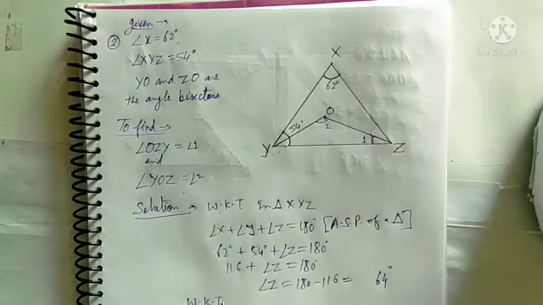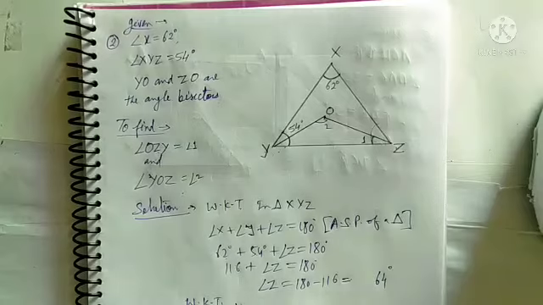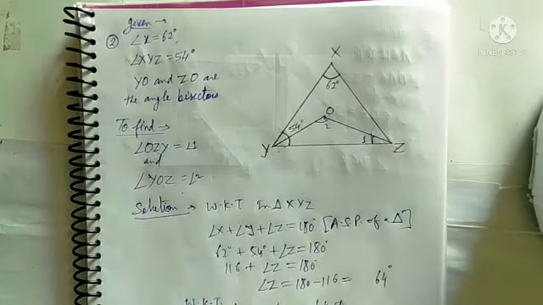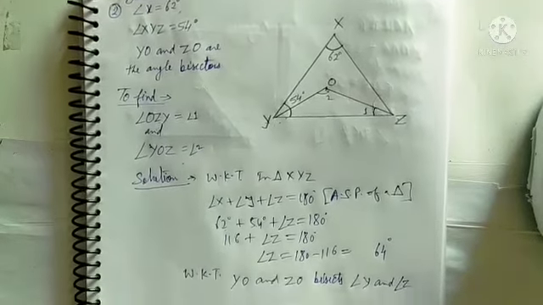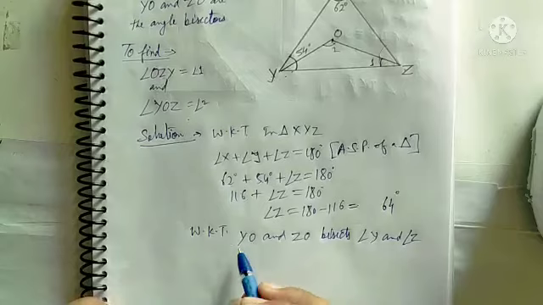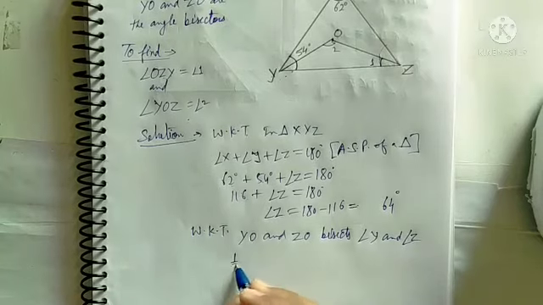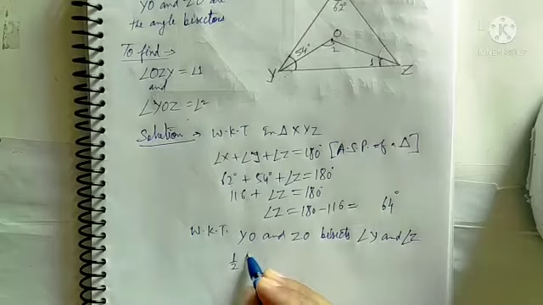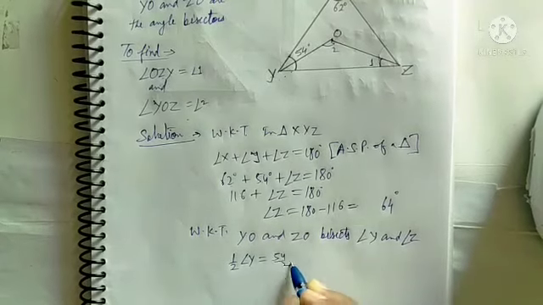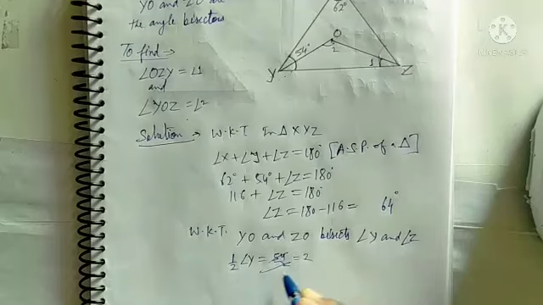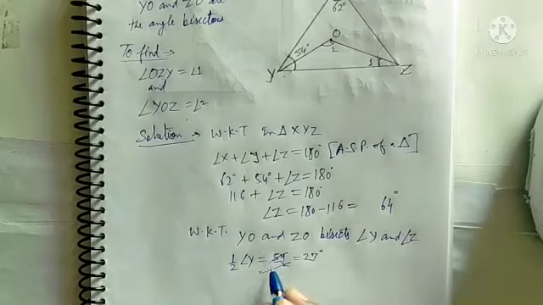Now, we know that YO and ZO bisect angle Y and angle Z. They are bisect angle Y and angle Z. So, half of angle Y will be 54 upon 2. This is what will come here. 2 2s are 4, 2 7s are 14, 27 degree.